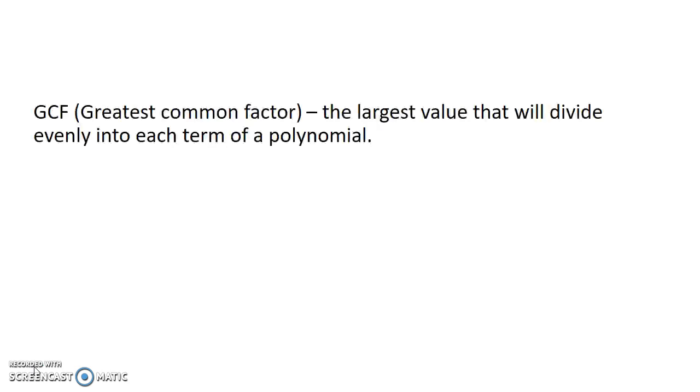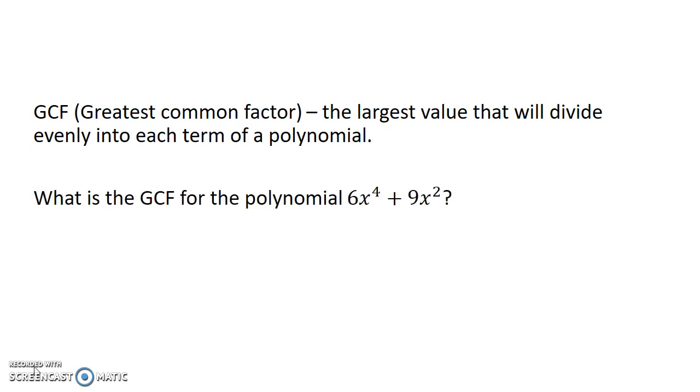The GCF, which stands for greatest common factor, is the largest value that divides evenly into each of the terms of the polynomial. So if we're looking at the polynomial 6x to the fourth plus 9x squared, we need to figure out what the largest number and variable is that divides into each of the terms of the polynomial. The easiest way to do that is to take each of the terms and break them down into their factorizations.